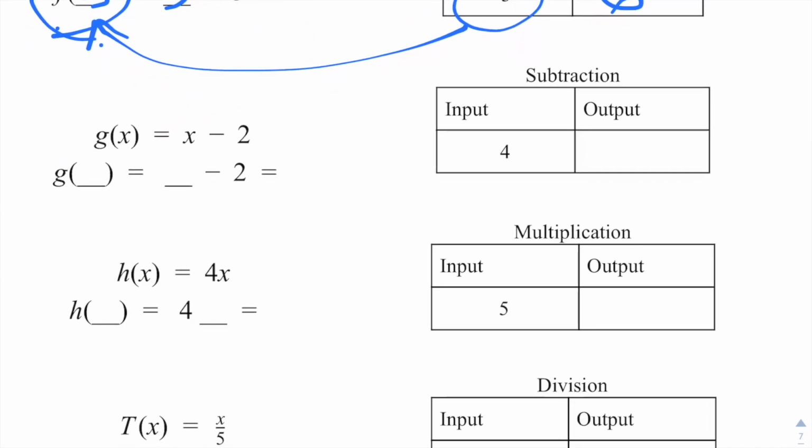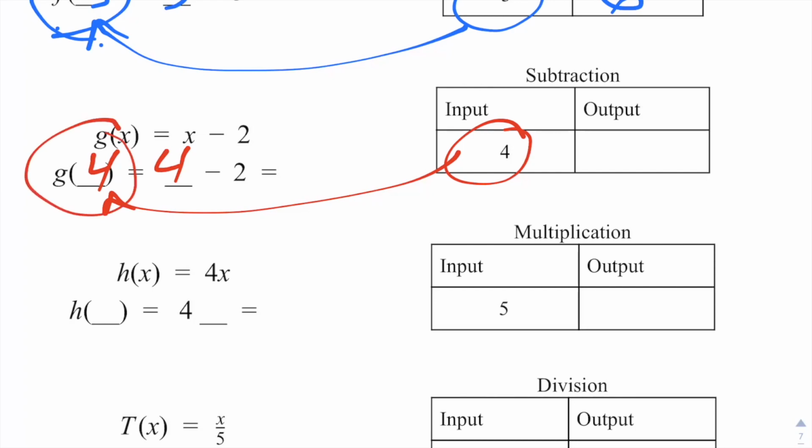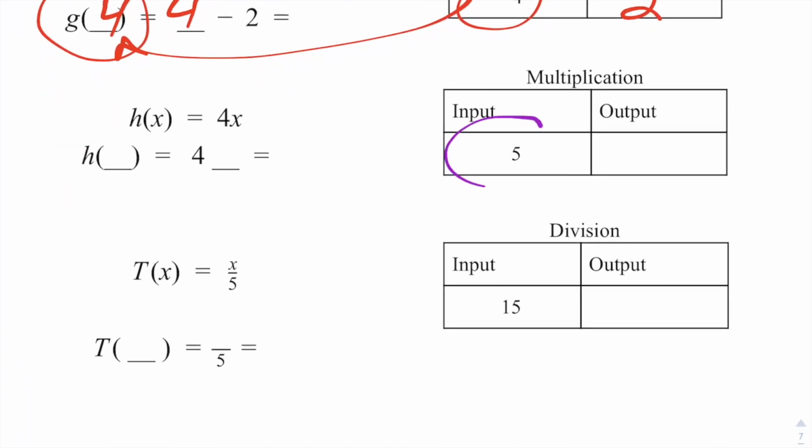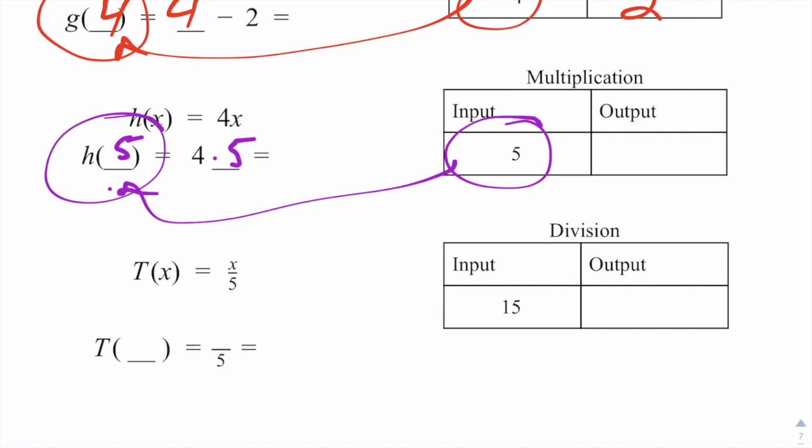Let's do that again. We're going to take 4 and put it into g wherever we see an x. So this is saying the function g evaluated at 4. So that means 4 minus 2 equals 2. And with multiplication, it's similar. We take the 5 and we put it in anywhere we see x. So we have h evaluated at 5 equals 4 times 5, which gives us an output of 20.